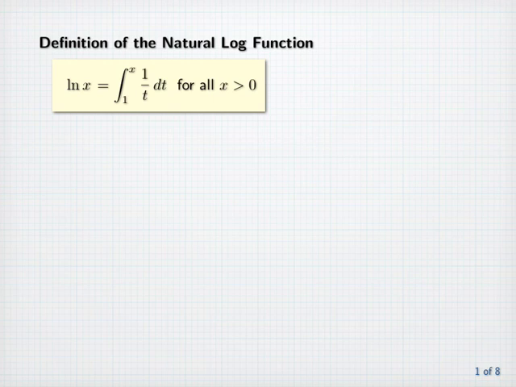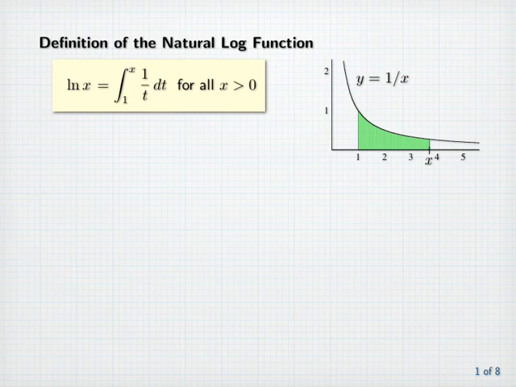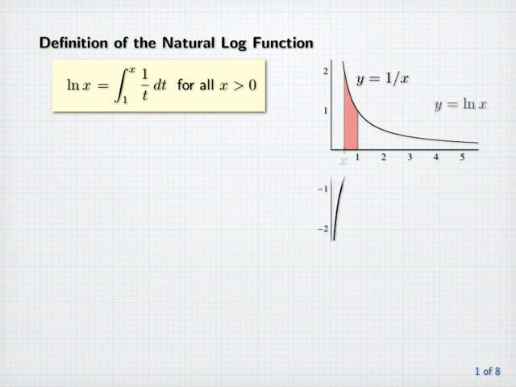Now let's note that when x is greater than 1, the natural log of x is a positive number equal to the area under the graph of y equals 1 over x between 1 and x. When x is between 0 and 1, the natural log of x is a negative number equal to the negative of the area under the graph between x and 1. In fact, this function is always increasing, and its graph looks like this.